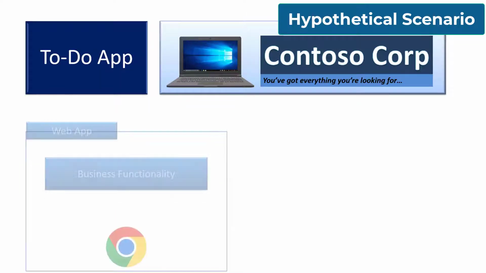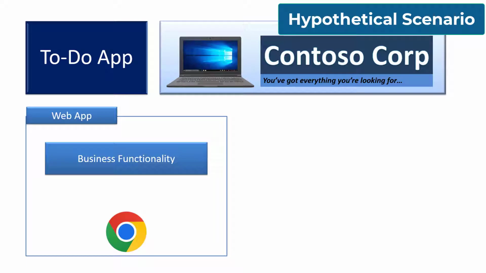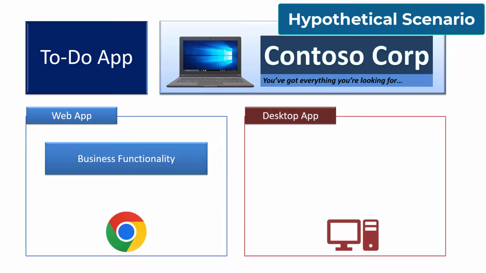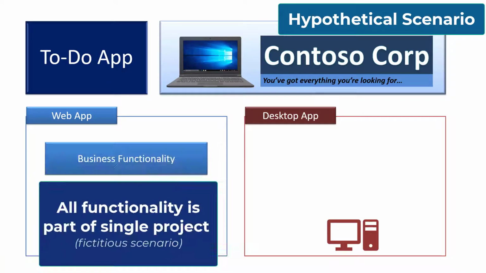This company, Contoso Corp, started their application as a web application. So they have all the functionality ready, and now the company has decided to launch a desktop application. Because the ToDo application functionality was small and simple, all the code for the web application is part of a single project, the web application project.